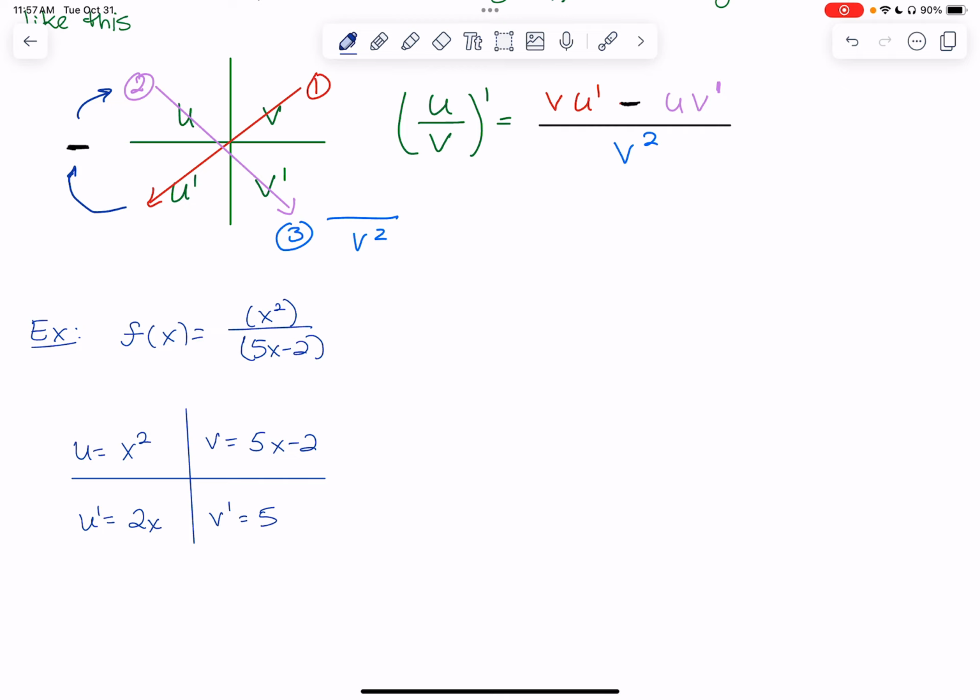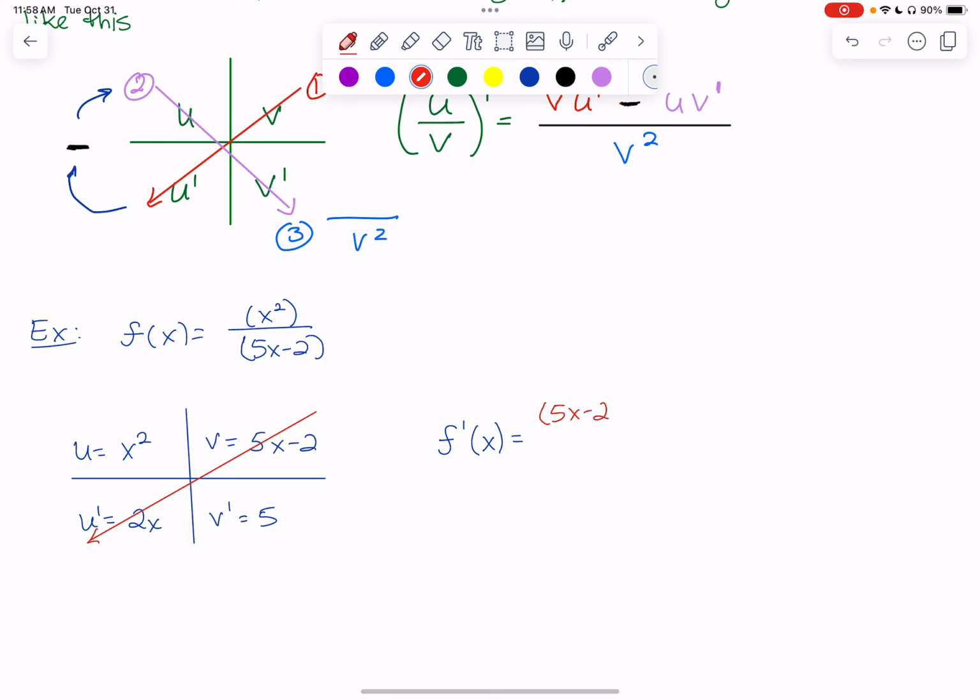All right. Now we're going to say that my derivative of f is going to be equal to, and I'll change pen colors again for you so you can see it. I'm going to go this way across. This is important. You have to go that way across to start. I'm going to have 5x minus 2 times 2x.